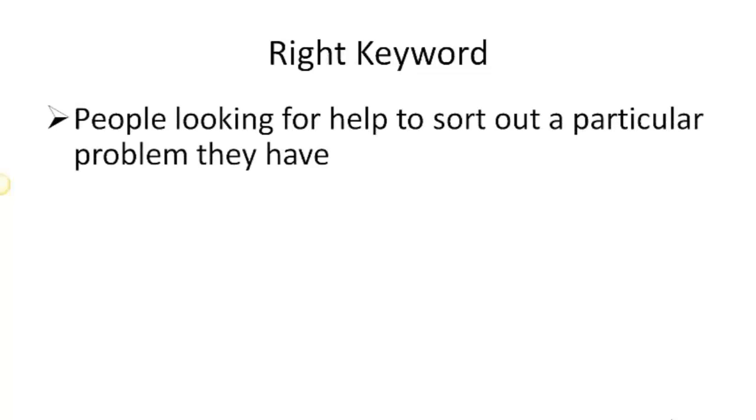So what do I mean by using the right keyword? That seems pretty obvious, yeah? Well, let's have a look at this little example. Imagine that you're appealing to people looking for help to sort out a particular problem that they have. In one example, you embed the keyword coaching into your article. So you talk about coaching, the benefits of coaching, etc., so that when people search for coaching, your article comes up. Should generate a lot of interest. You should get people spending quite a long time on your article and linking to your website.